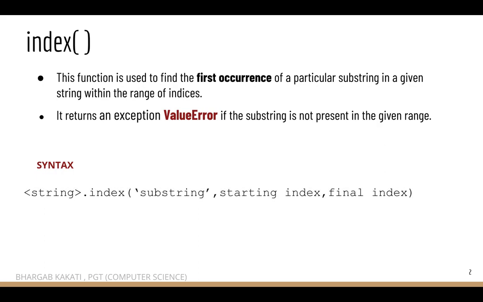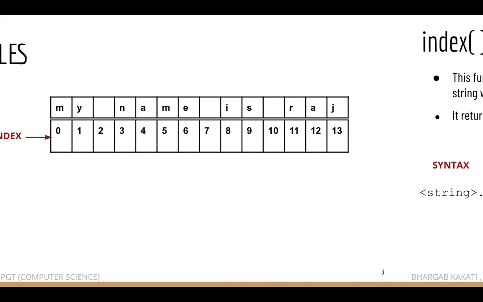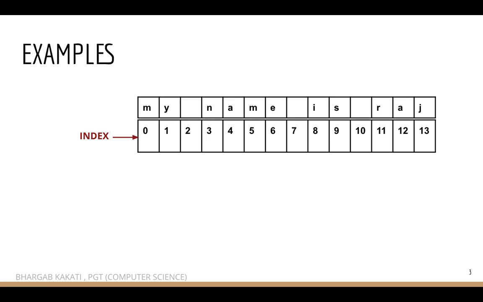Now how does the syntax go? The syntax goes as follows. We need to specify the string dot index, and then within brackets we give the substring, then comma, starting index, comma, final index. This is the format which we need to follow in the index function. So let's see some examples related to the index function.